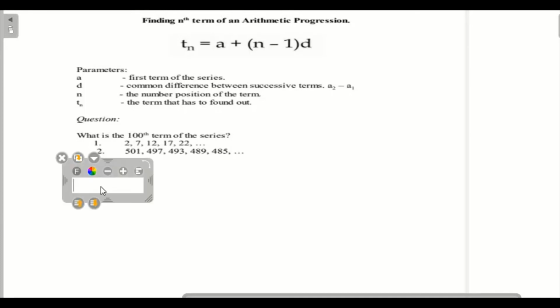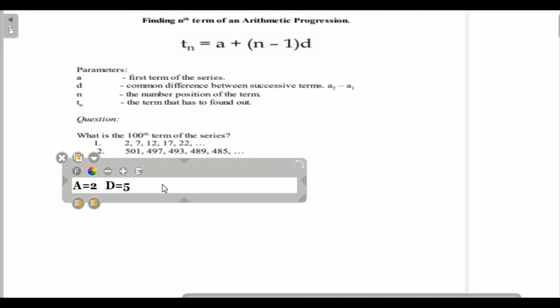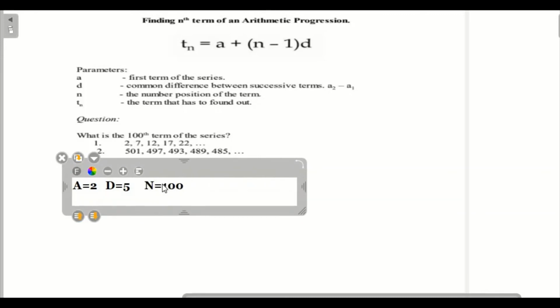They have given the starting of the series equal to 2. So a equal to 2. Then here they have given 5 as the common difference. So d equal to 5. Then you have to find the value of the 100th term. So n equal to 100. So we have to use the formula, that is Tn.